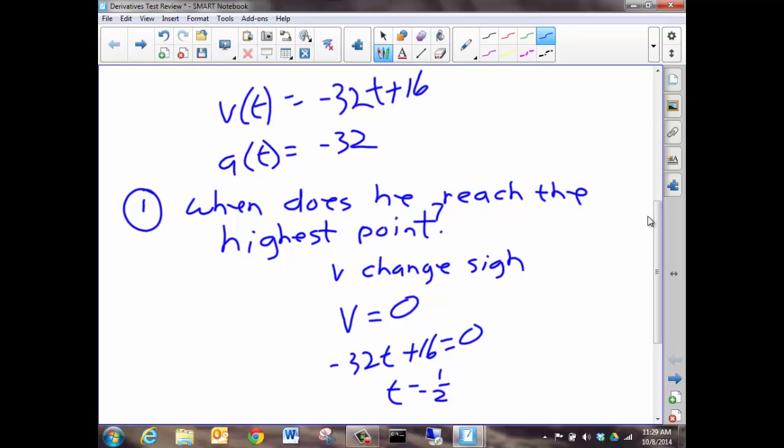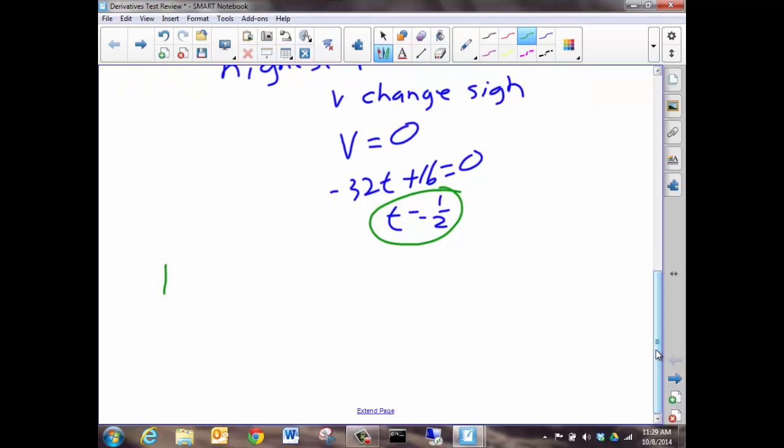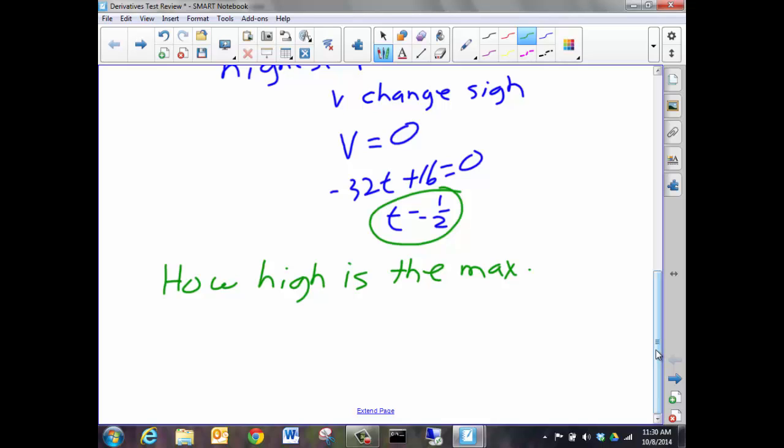But now what word in the question tells me that's my answer? How do I know I'm looking for when? When tells me time. That's the thing I want you to key in on here. The fact that I said when tells me I'm looking for a time. If I said how high is his maximum point, let's say that. How high is the maximum? What is that asking for? It's asking for like what's the position.